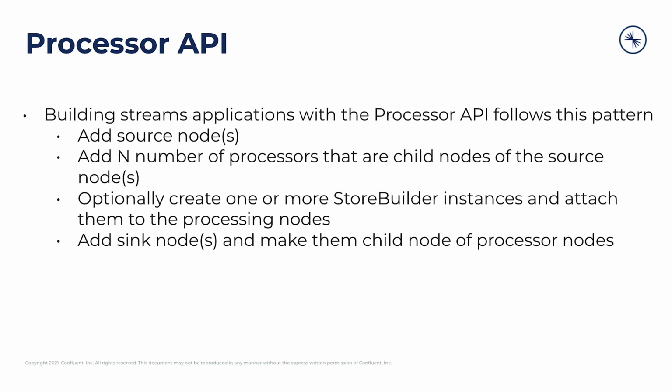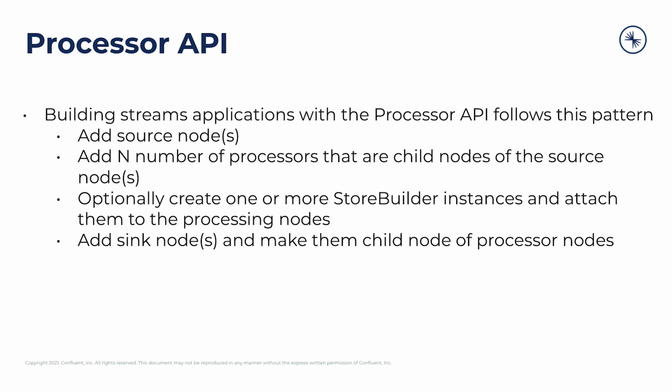And for each of these processor nodes, you can optionally create any number of store builders. A store builder is just a way that you can tell this node that it would like to attach a state store that you can then use when processing events through this node. Lastly, at the end of your processor topology, you're going to add a sink node or sink nodes, and these can be used to send records back to Kafka into whatever topic you want as they exit the processor topology.